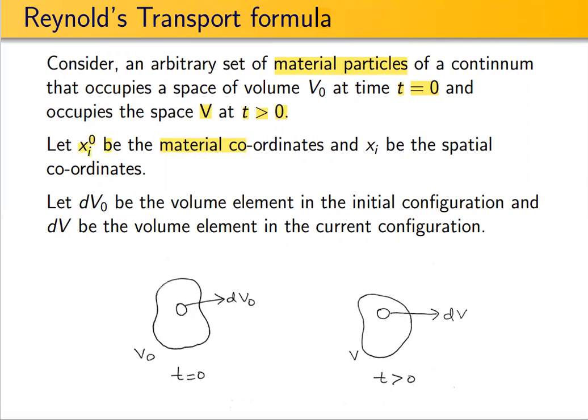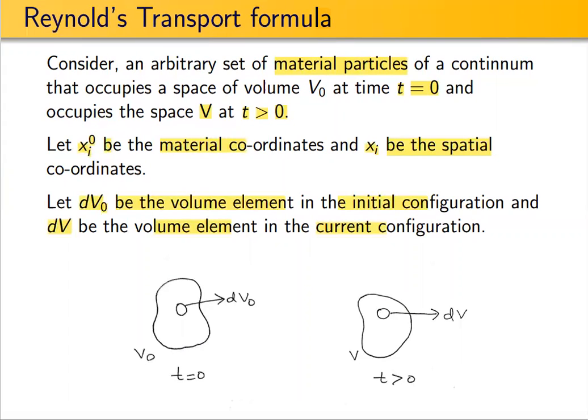We'll call xi naught the material coordinates and xi the spatial coordinates, or the local coordinates, or current coordinates. And dV naught be the volume element in the initial configuration and dV be the volume element in the current configuration, as shown in the figure.